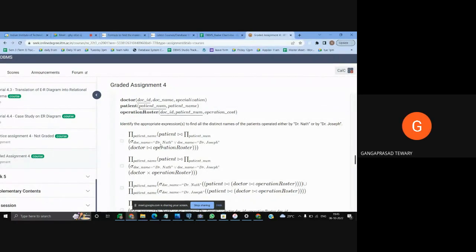Let us read the first option. We are projecting patient name from patient, and we are joining patient with patient number. But here my confusion is coming. Patient is a table, a relation, and patient number is an attribute. Then how are we joining a table with an attribute? Joining is carried out between two tables, right? That is my doubt.